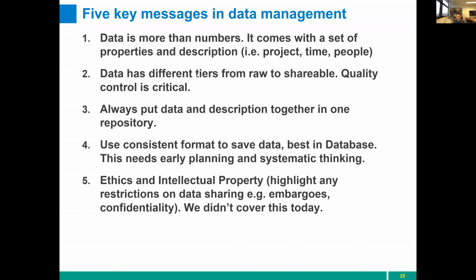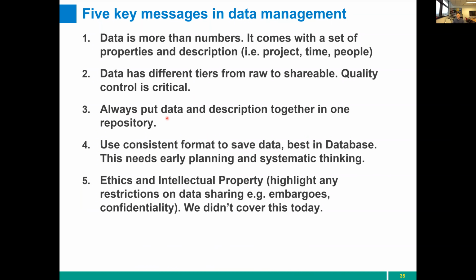Number 2, data has different tiers, from the raw to your shareable or quality-checked information. Quality control is very critical. Even when you save the file as tier 1, tier 2, tier 3, always put a label, always set up your own protocol, even write them down or keep them on record. Say, I do the filtration by limiting the multi-voltage to below 3.3 volts. So for example, the data always have different tiers.